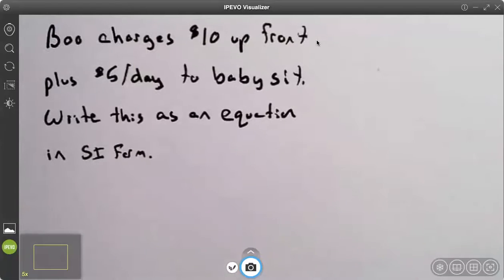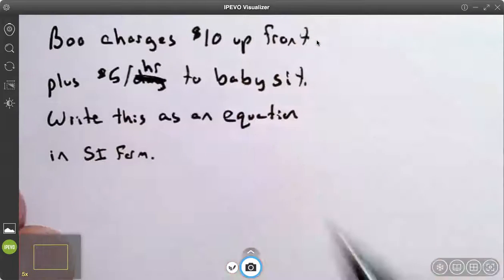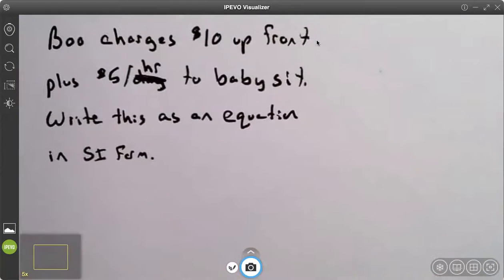Let's try a word problem. Boo charges $10 up front plus $5 an hour. Boo charges $10 up front plus $5 per hour to babysit. Write this in an equation in slope-intercept form. Go ahead and do that now.